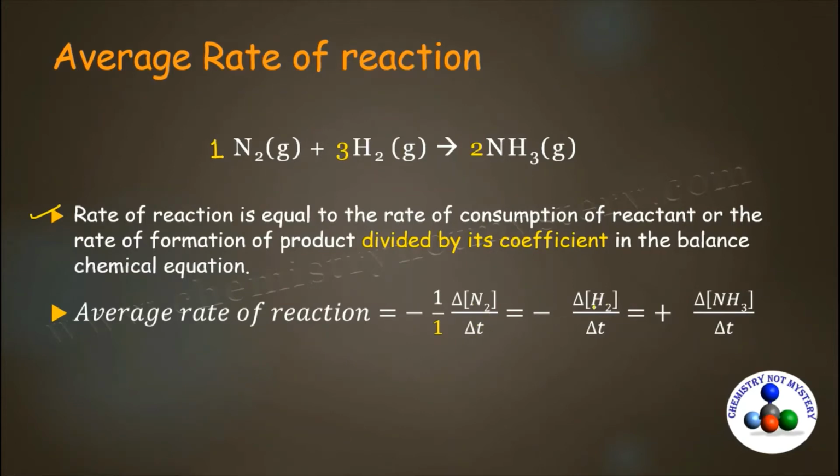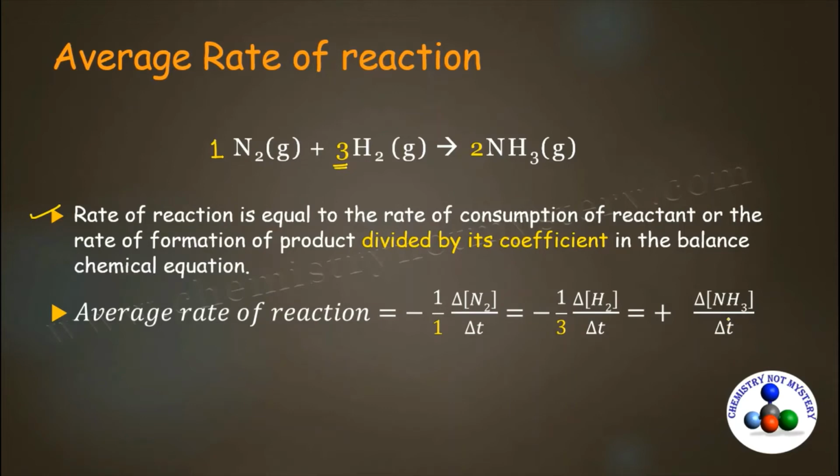Now come to the hydrogen. In case of hydrogen, 3 is written. That means the coefficient of hydrogen is 3 in this balanced chemical equation. So you will get the average rate of reaction in terms of hydrogen as 1 by 3 delta change in concentration of hydrogen over delta T.